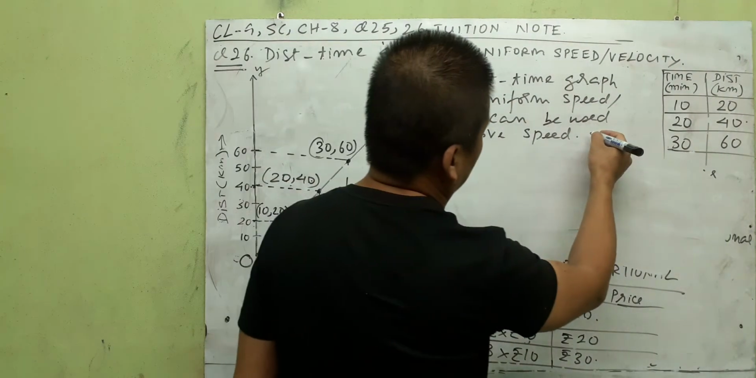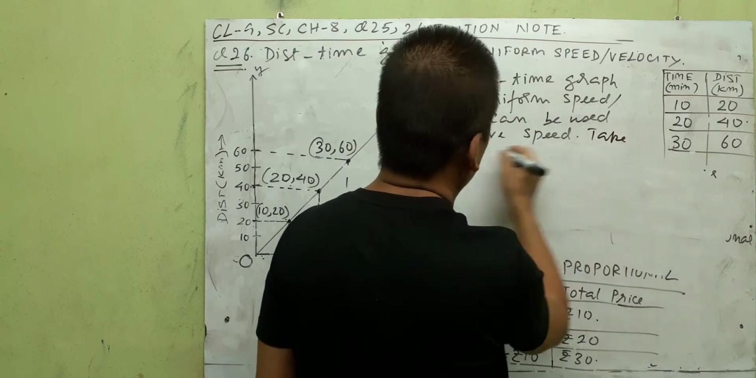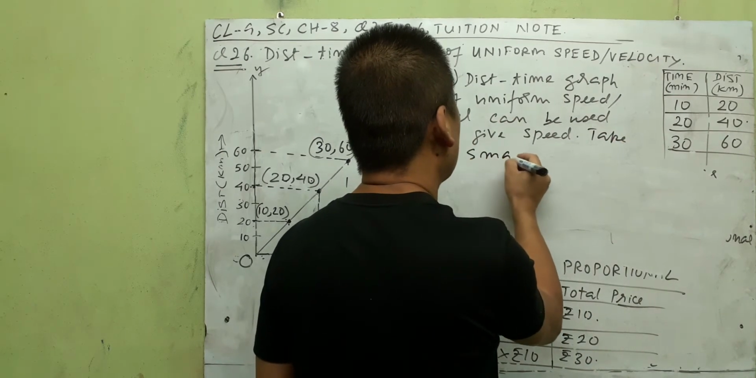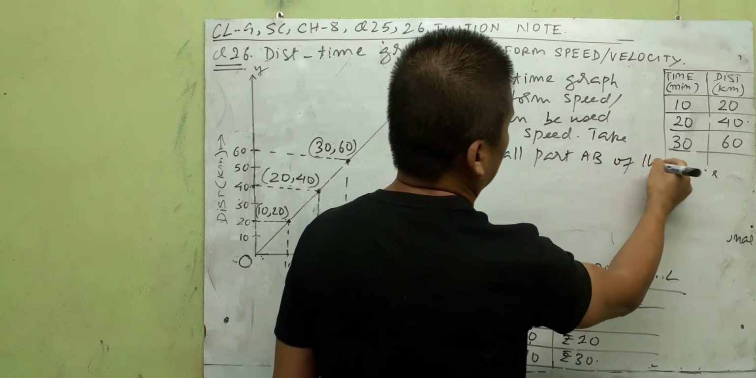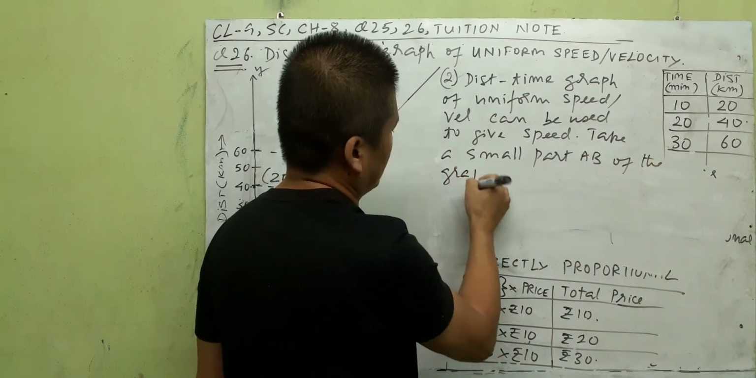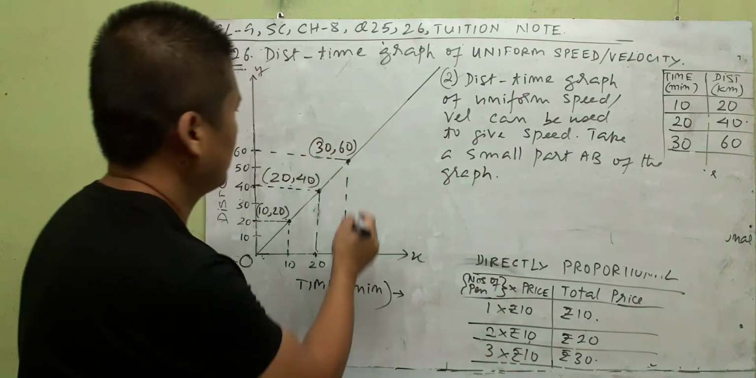So for that you take a small part AB of the graph. So let us do that. So let us say we took here.